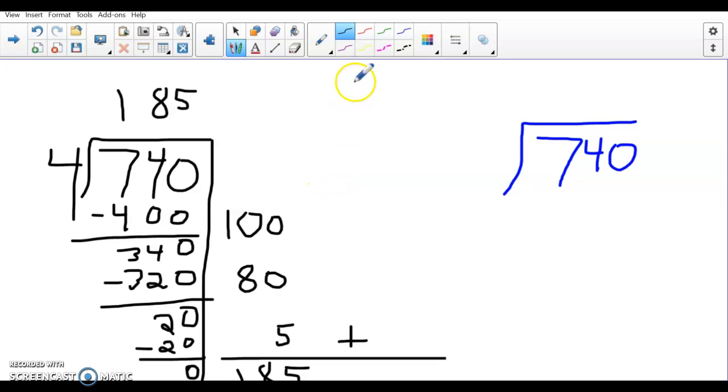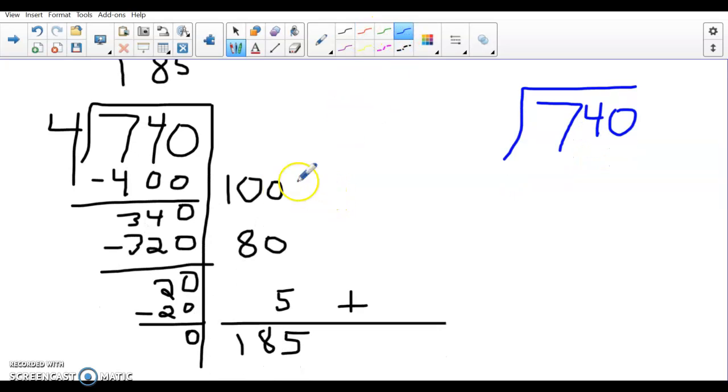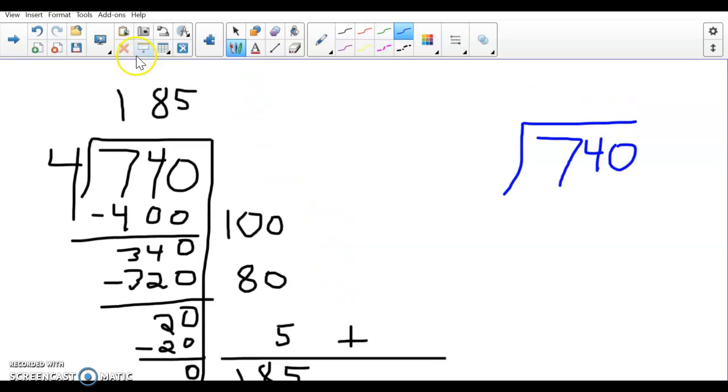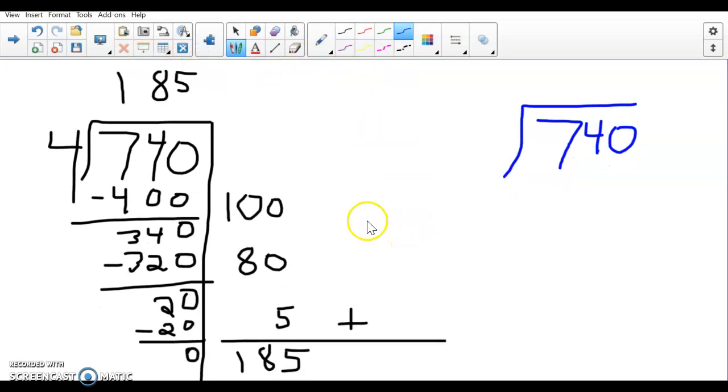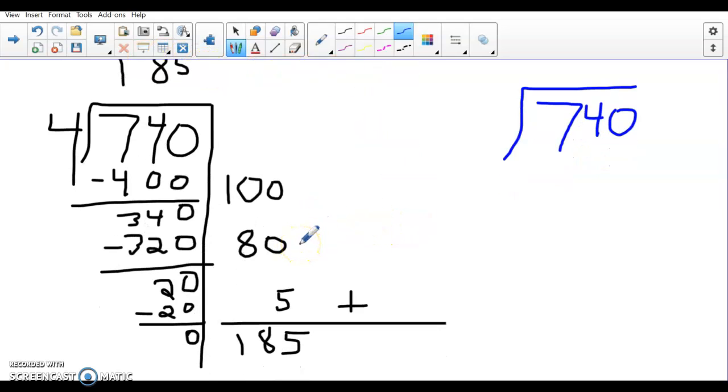Well, you might not always use the shortest method. We did this in 3 steps. That's the shortest number of steps you can do to solve this problem, which makes sense. We have 3 place values. But maybe you didn't catch right away that this was 80 4s that could be pulled out of 340. The good thing about this method is that's okay. You don't have to be exact on how many groups you pull out.